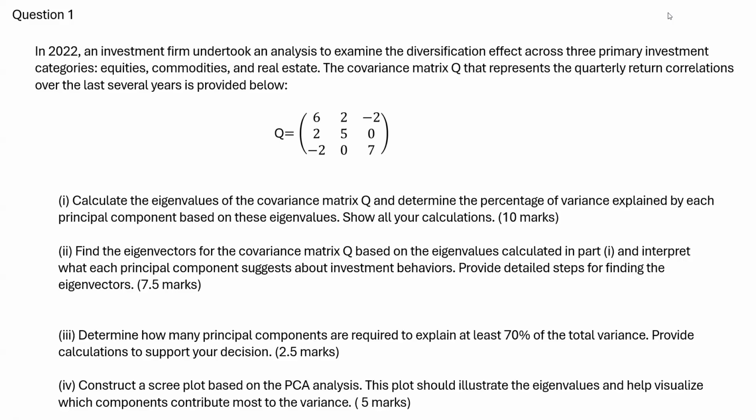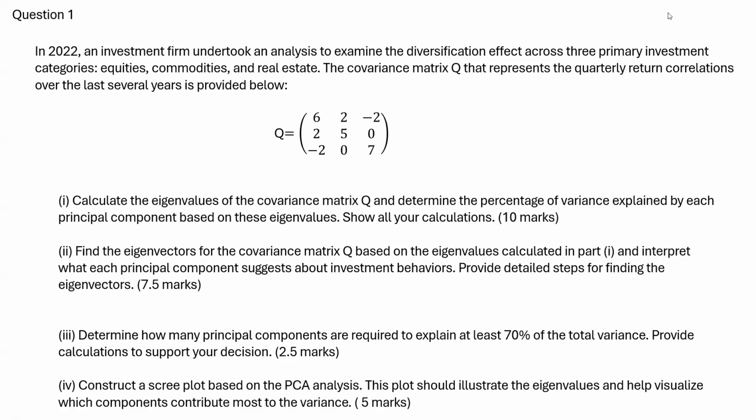So part I of the question is: calculate the eigenvalues of that covariance matrix Q and determine the percentage of variance explained by each principal component based on these eigenvalues. Right, you have to show all your calculations. That's 10 marks. The second part of the question is: find the eigenvectors for the covariance matrix Q based on the eigenvalues calculated in part I and interpret what each principal component suggests about investment behaviors. And then the next part of the question is: provide detailed steps for finding these eigenvectors.